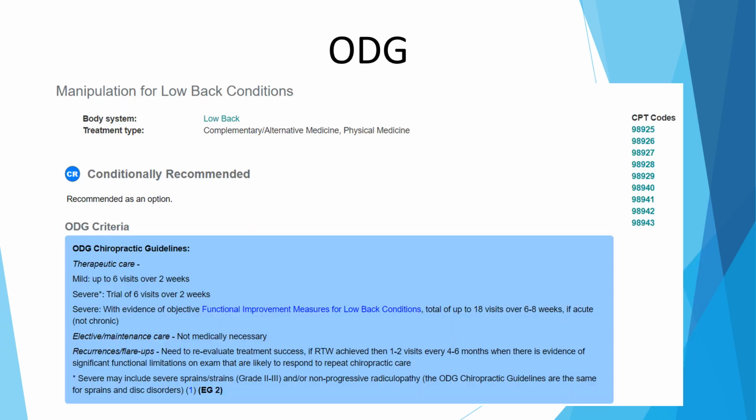You select link within ODG. You go into another page and you see how it indicates that it's conditionally recommended. So conditionally recommended, again, you look at the criteria and you can see that it's recommended to have 6 initial visits of manipulation or chiropractic treatment or osteopathic treatment, physical therapy, if you will, if they're doing manipulation in those visits. So you see that 6 visits are considered or presumed to be reasonable, if you will. So again, criteria is met, the initial 6 visits.